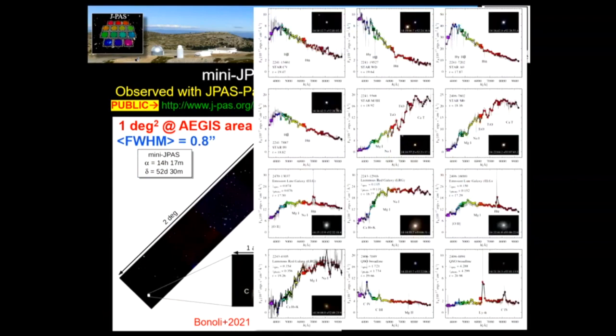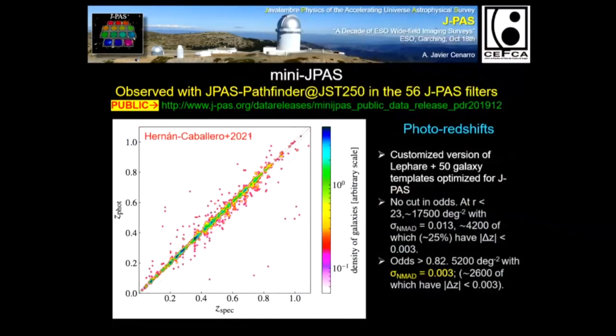And these are some additional examples of the real spectra of JPAS, and how they compare with existing spectroscopic data from SDSS or DESI. These are galaxies, quasars, and stars. Because I'm running out of time, I'm just going to explain the type of science that we are doing.